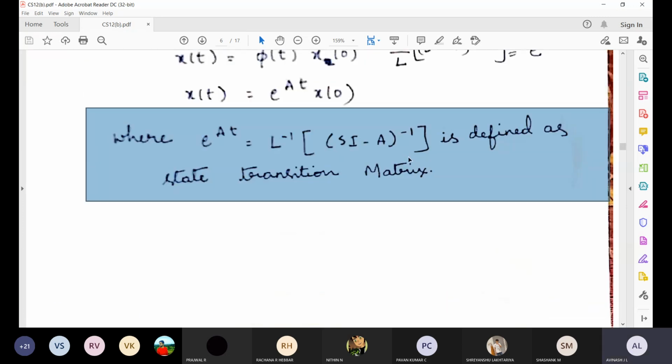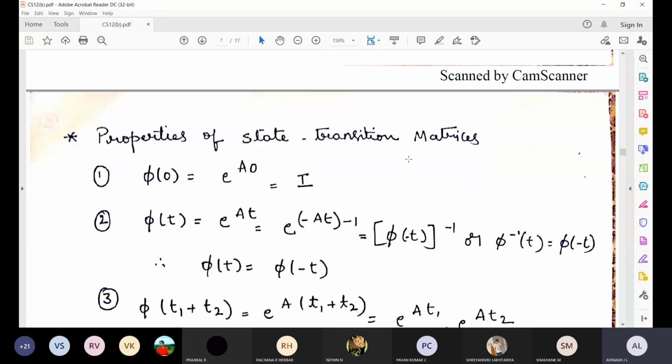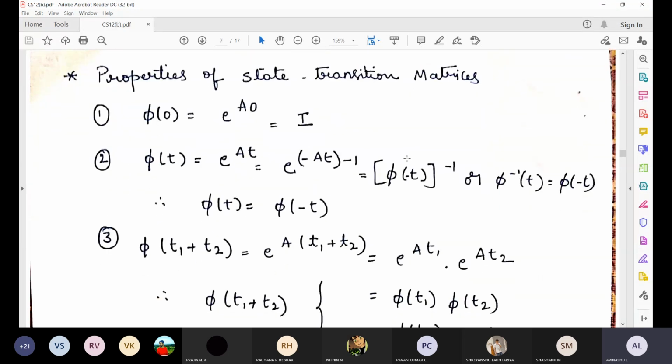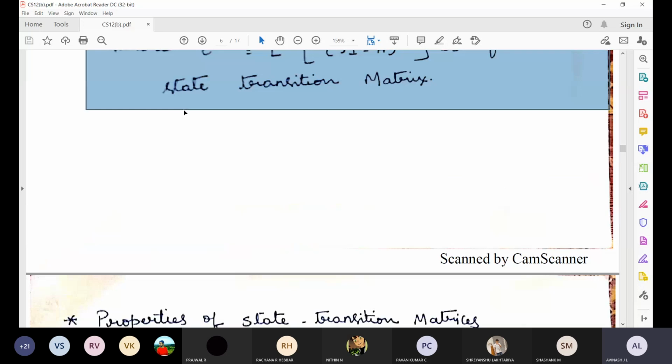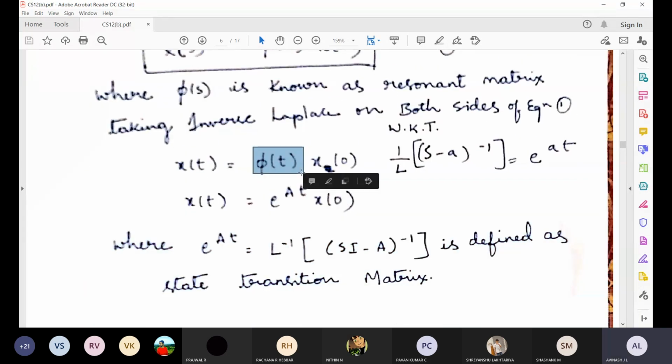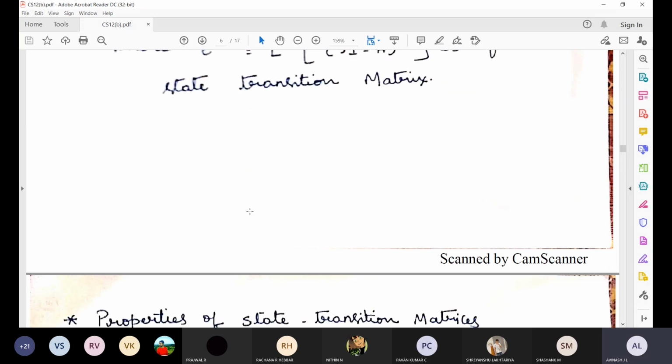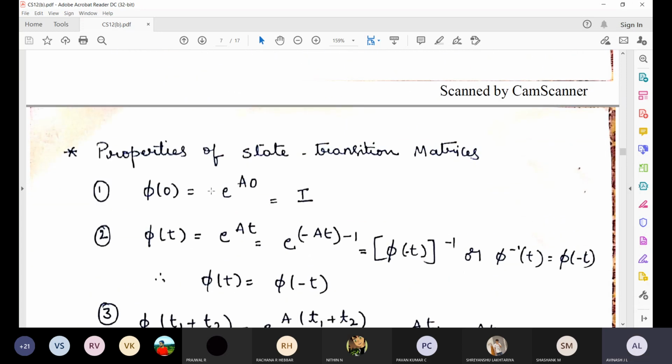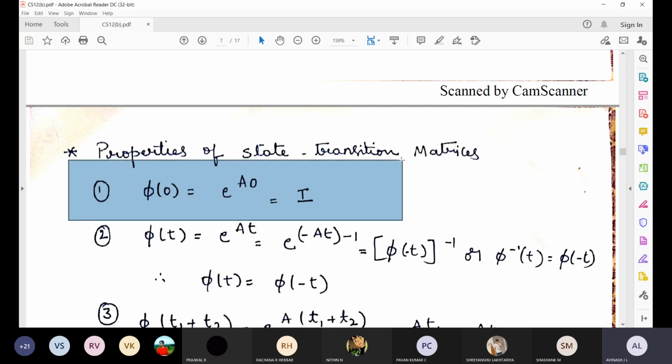Now after understanding the state transition matrix, we can go and see what the properties of a state transition matrix are. Φ(t) equals e to the power of At. You replace the t with 0. When you replace the t with 0, Φ(0) will be equal to e to the power of A into 0. This is the identity matrix. e to the power of anything, e to the power of 0 is 1. Anything to the power of 0 is 1 only. So in matrix form, it will be equal to the identity matrix. That's the first property.